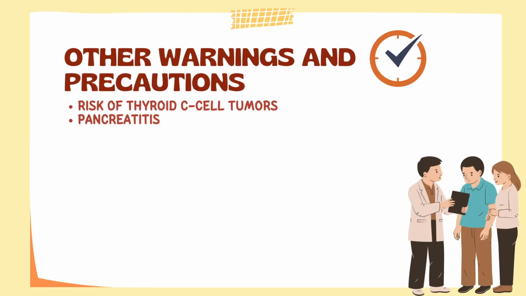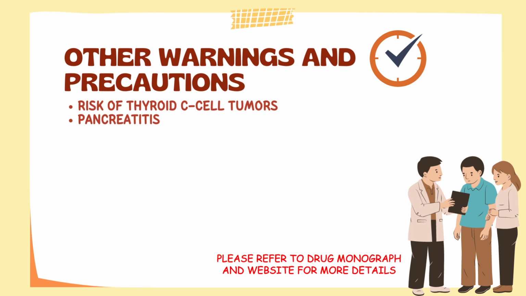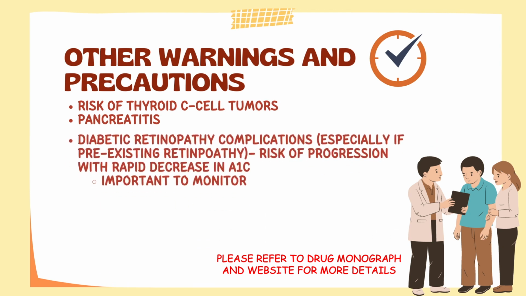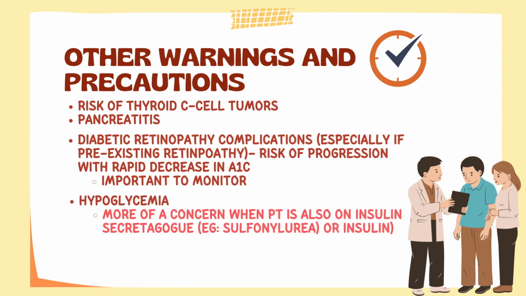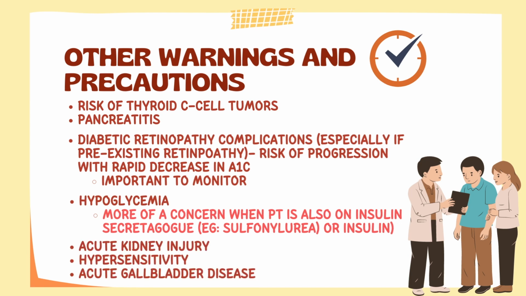Alright, so this moves us on to other warnings and precautions. That includes risk of thyroid tumors, pancreatitis, also diabetic retinopathy complications. This is especially important if the person already has pre-existing retinopathy. There's still that risk for progression if there's a rapid decrease in the A1C, so it's very important to monitor. Also hypoglycemia. Again, the hypoglycemia is more of a concern when the person is also on another medication that can cause hypoglycemia, for example, insulin or sulfonylureas or the meglitinides. Also acute kidney injury, hypersensitivity, and acute gallbladder disease.